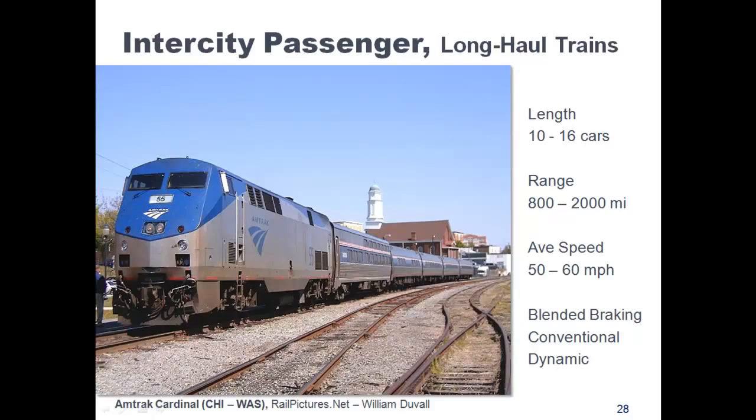The length can vary from 10 to 16 cars, range anywhere from 800 to 2,000 miles. Speed is typically in the 50 to 60 mile an hour category, and they use blended braking. Examples of long-haul intercity passenger trains are the Amtrak Cardinal, which is Chicago to Washington, D.C., 800 miles, takes about 24 hours. Amtrak Coast Starlight, which is Seattle to Los Angeles, 1,150 miles in about 35 hours. And Amtrak Southwest Chief, Los Angeles to Chicago, 2,000 miles in 40-plus hours.